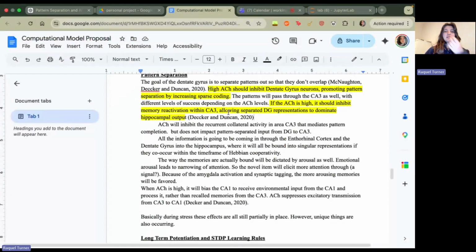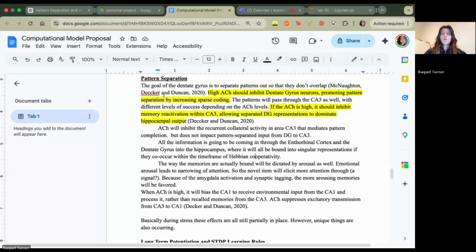Essentially, what pattern separation does: there's this other piece of the brain called the dentate gyrus. What's pretty interesting is that when it's inhibited by acetylcholine, that promotes pattern separation by increasing sparse coding. Basically, it wants to make sure that, like I said earlier in the video, you have a very distinct recollection of that memory and it's not mixing it up with a bunch of other memories.